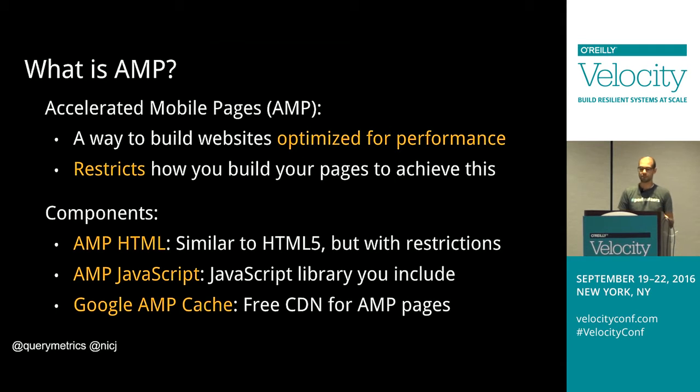There are three major components to AMP. The first is the AMP HTML. It's similar to HTML5 with some restrictions. There are also additional tags. There's the AMP JavaScript, which is what makes everything work, and it's what you include in the site. There's the AMP Google Cache, which is a CDN that's free of charge, and it's used for all AMP content.